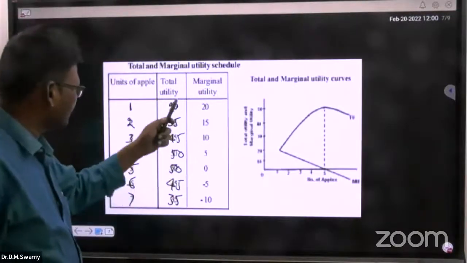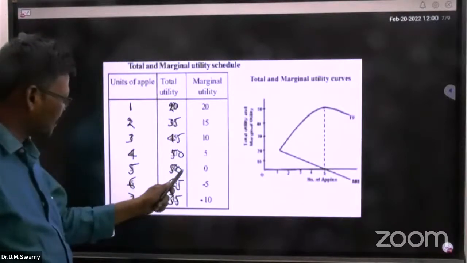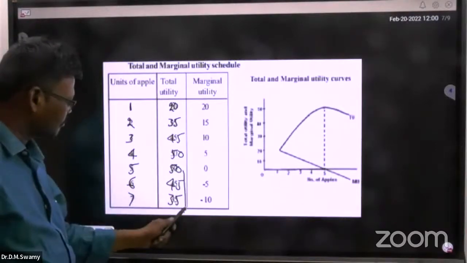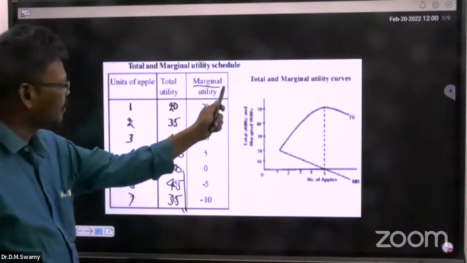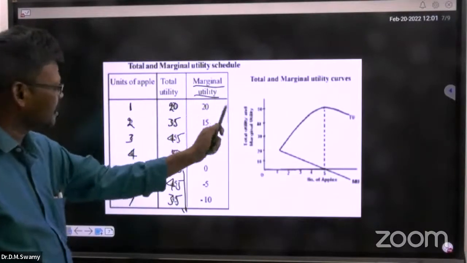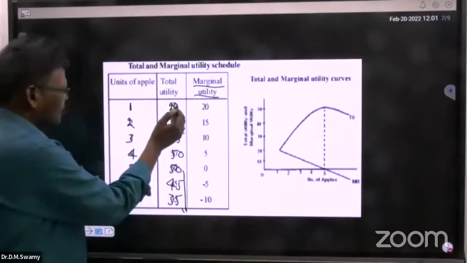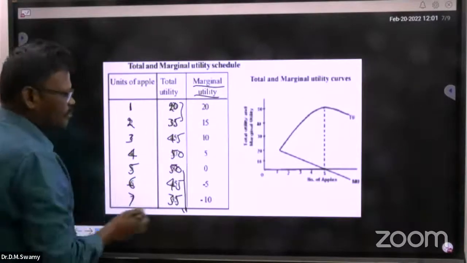So that's why the level of satisfaction will come down. This is called marginal utility. Marginal utility means additional utility. So these are the differences between these values.